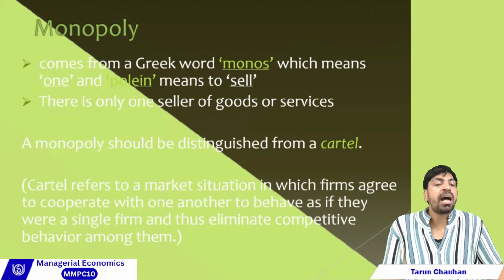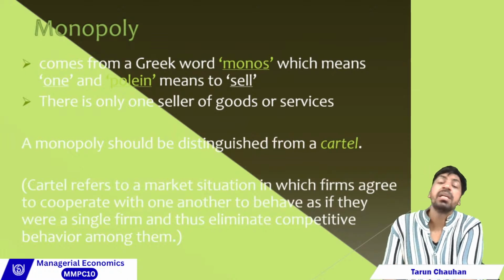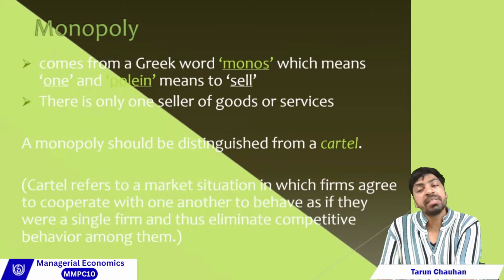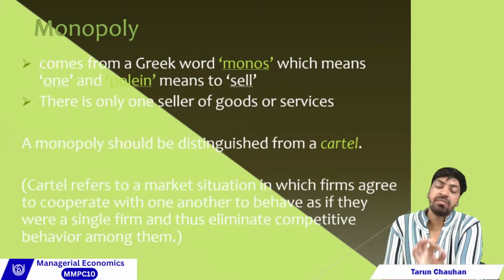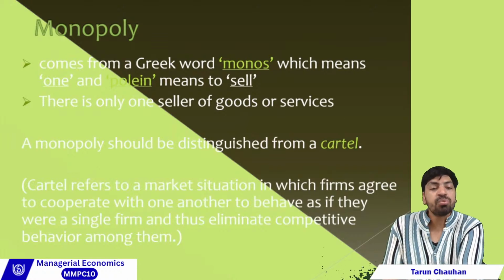So that's called a cartel. In a monopoly, there is a single seller of goods and services, and these concepts are related to the cartel, since they eliminate competitive behavior between them as single sellers and the firms agree to cooperate. That's the main reason these two concepts are totally different, but monopoly involves cartel. That's why we need to distinguish between these two terms, monopoly and cartel.